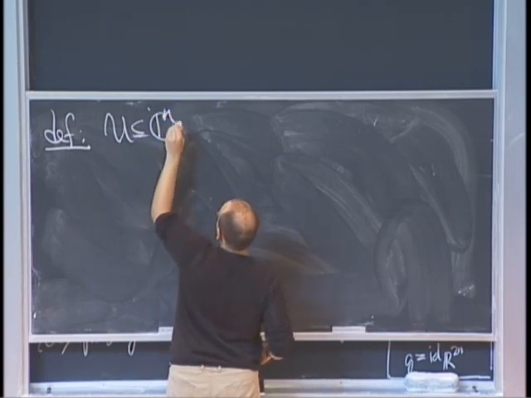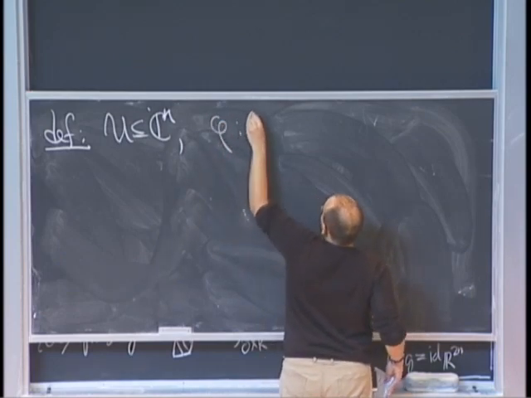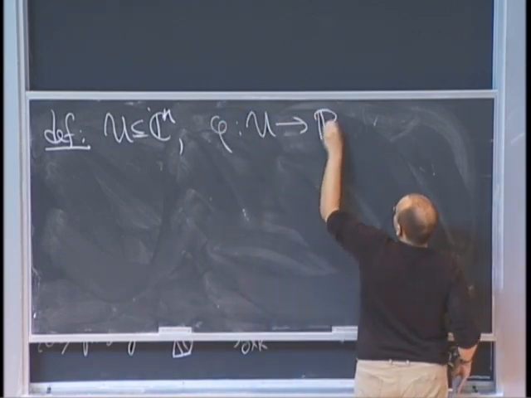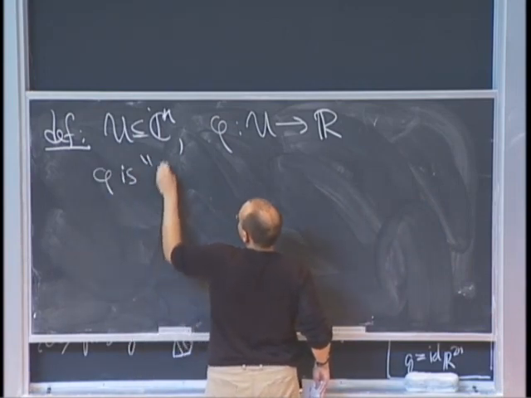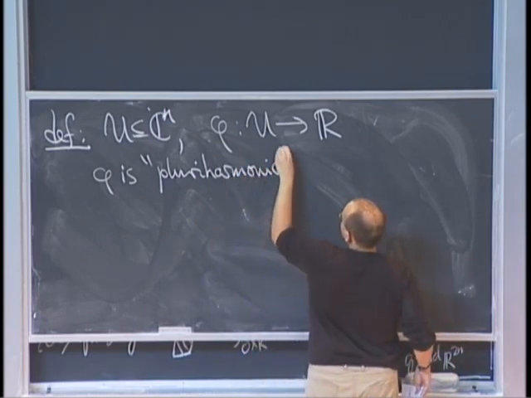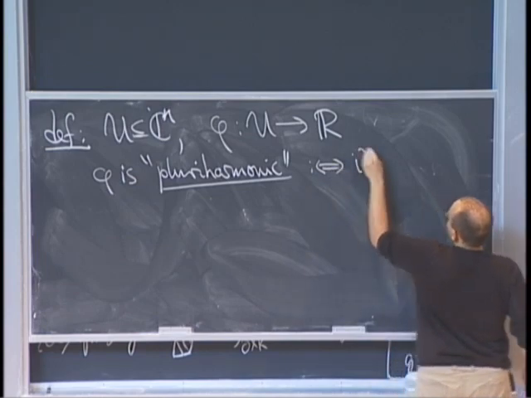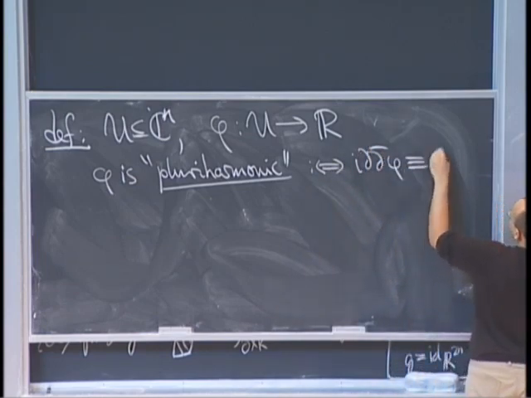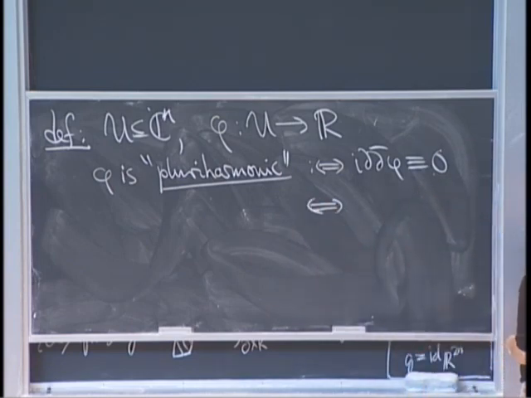It's purely local, so I can assume that I'm on some open set U in Cn. Have a real valued function phi on U, and then I say that phi is pluriharmonic by definition if and only if dd bar phi is identically 0, and that's actually equivalent to requiring that the restriction of phi to every complex line or to every complex curve is harmonic.